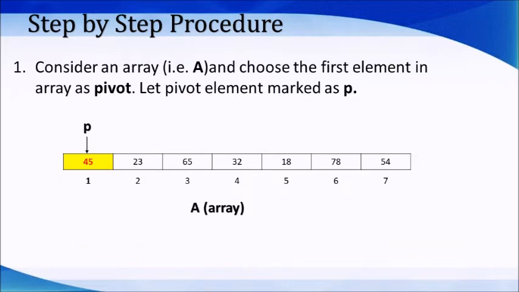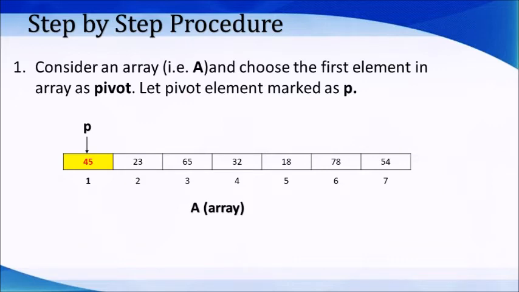Here we are considering an array A which has 7 elements. The array index starts from 1 and ends at 7. The very first element, at index 1, we are picking as the pivot element. Here we are indicating the pivot element with an indicator P. So in this example, 45, the very first element of the array, is taken as the pivot element.